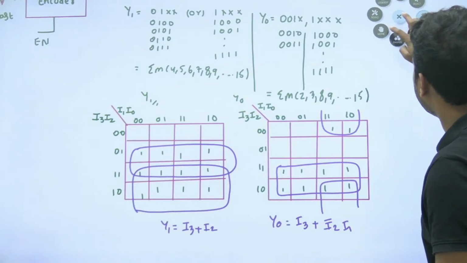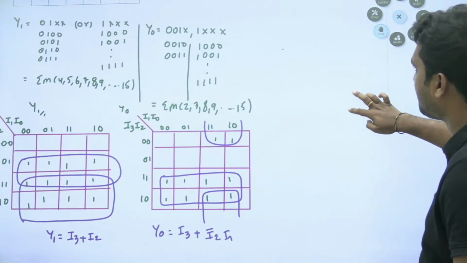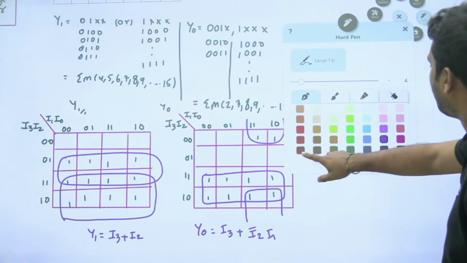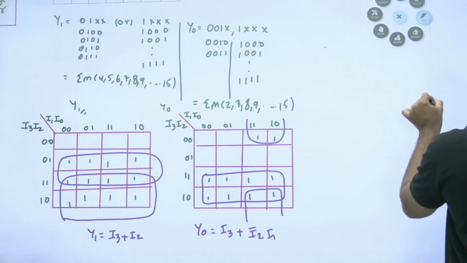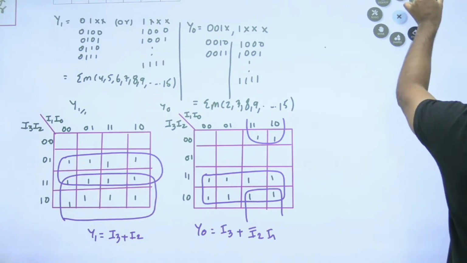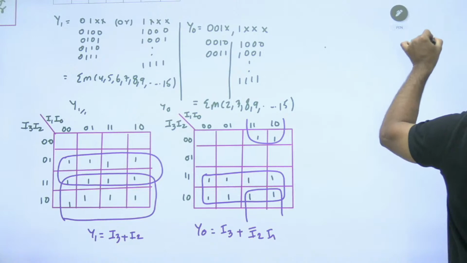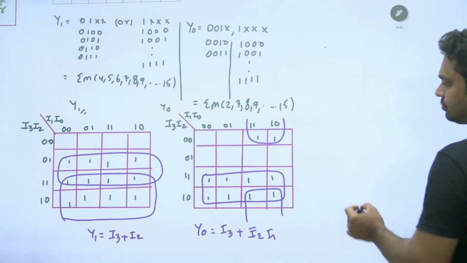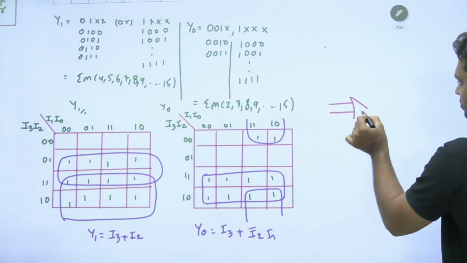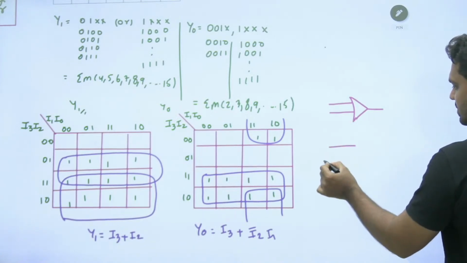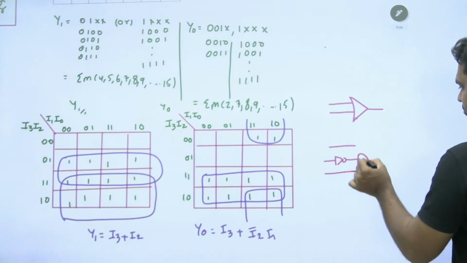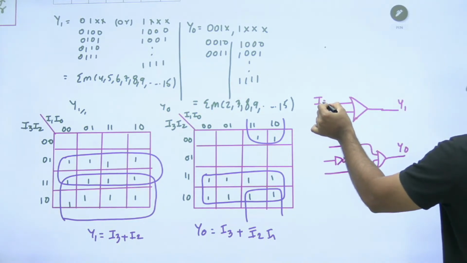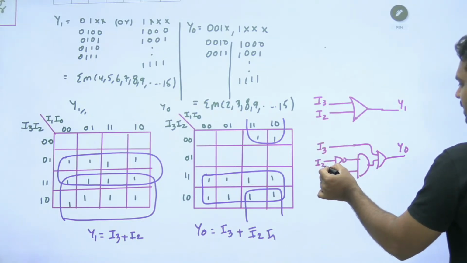Let's draw this figure. First one is I3 plus I2. Second one is I3 plus I2 bar I1. Y1, Y0. This is I3, I2, I3 plus I2 bar I1.